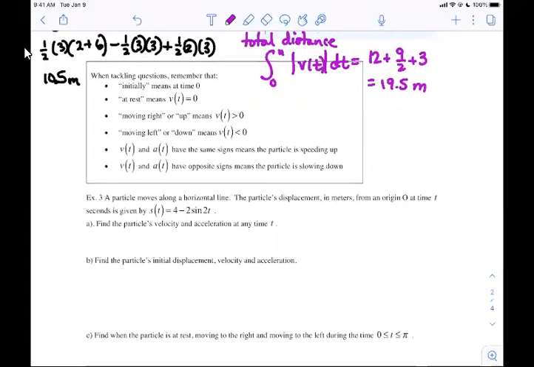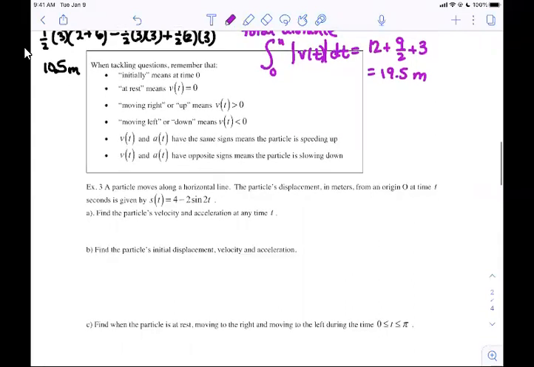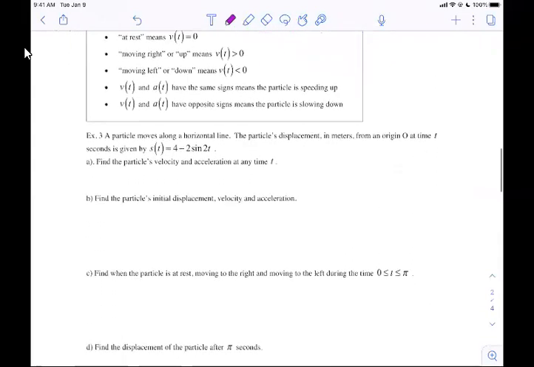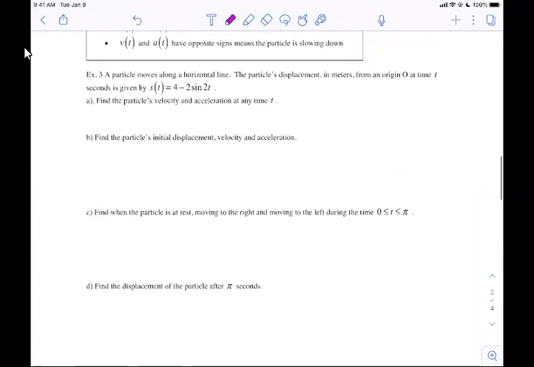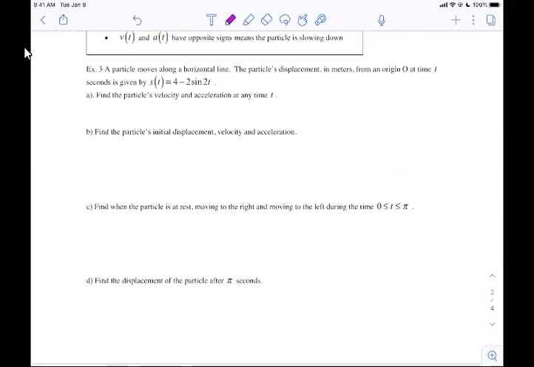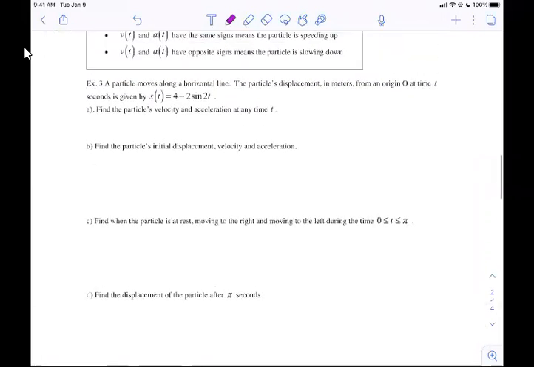So go ahead and do that. Find the particle's initial displacement, velocity, and acceleration. So initial for all three of those. Part C, find when the particle is at rest, moving to the right or moving to the left during 0 to pi. Find the displacement of the particle after pi seconds. All right, do as much of that as you can.